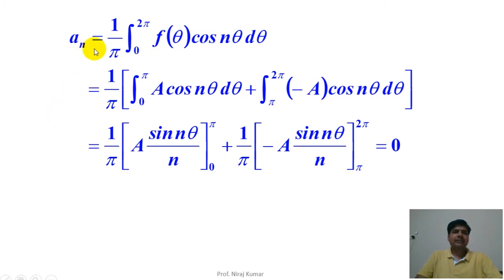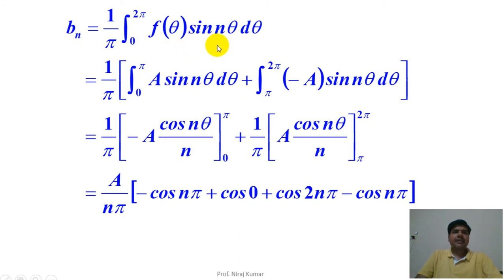Now to calculate an, we'll take the formula 1 by pi times the integral from 0 to 2 pi of the function times cos n theta d theta. And we know that for 0 to pi the value is a, for pi to 2 pi the value is minus a. So when we calculate, again we will get a value equal to 0, because this will give a positive value and this will give a negative value, and both are the same, so the difference is 0.